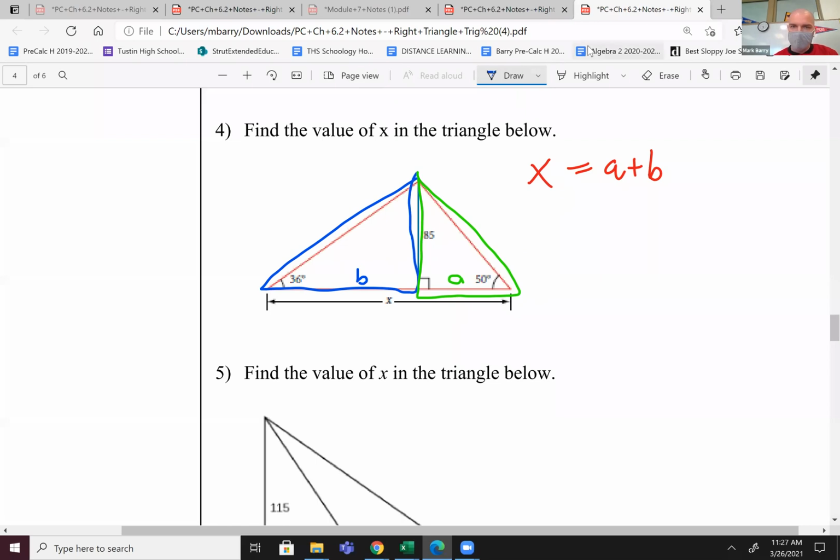I'll start off with B just because it's on the left. From B, we have 36 degrees here, and this is the opposite side. We know this is the hypotenuse, which means B is the adjacent. I know the opposite side is 85, and I want to know the adjacent side, so that's sounding like a tan to me. So we're going to do tangent of 36 equals 85 over B.